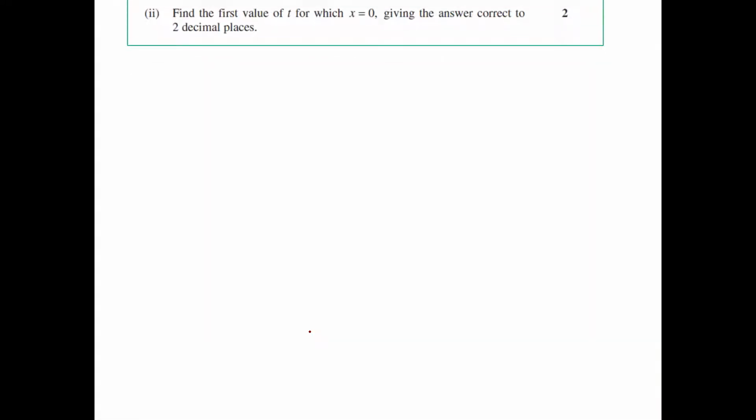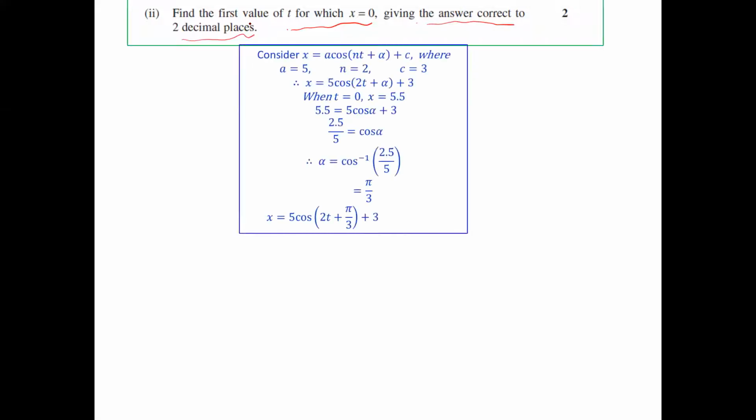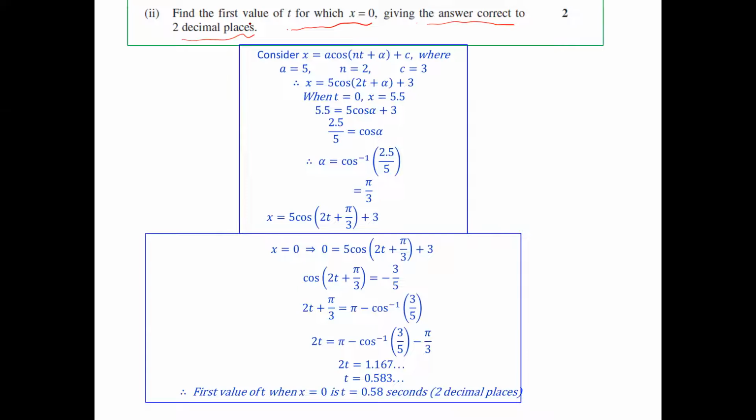For part 2, find the first value of t when x is 0. Also give the answer correct to 2 decimal places. The first method is to set the equation x equals a cos(nt plus alpha) plus c, recognizing the amplitude is 5, n is 2, and the center of motion is 3.